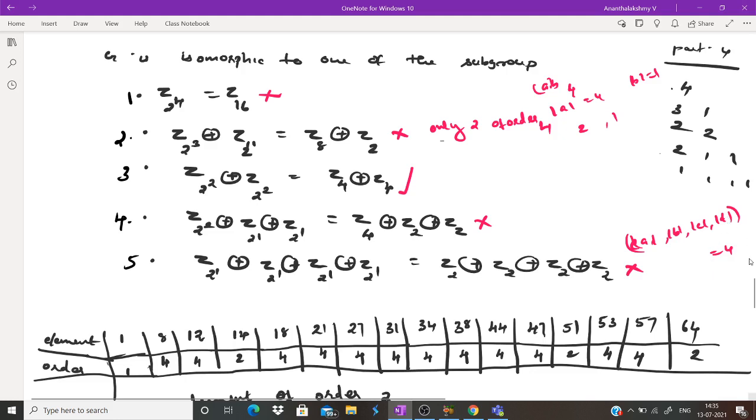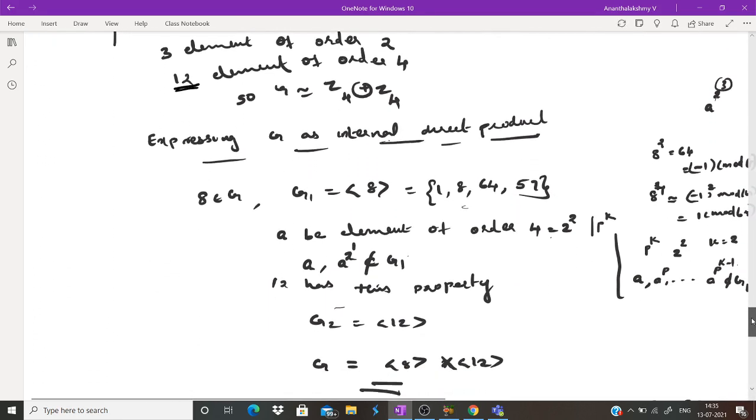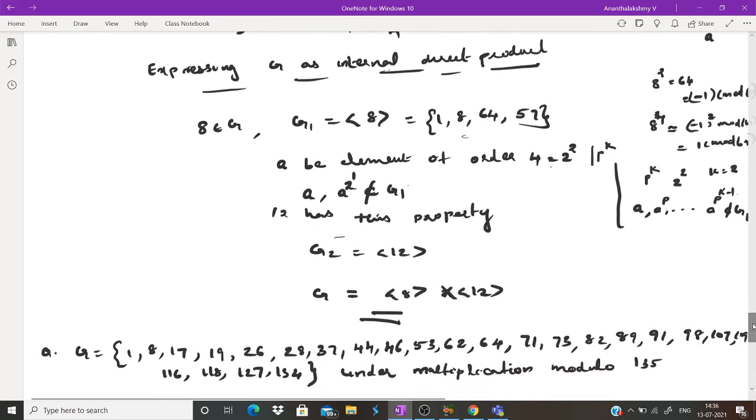And now we have to write G as an internal direct product. In terms of internal direct product, expressing G as an internal direct product. For this, we are using the greedy algorithm. So first, what you have to do is take an element of maximum order. So the maximum order of an element is 4, and there are 12 elements of order 4.